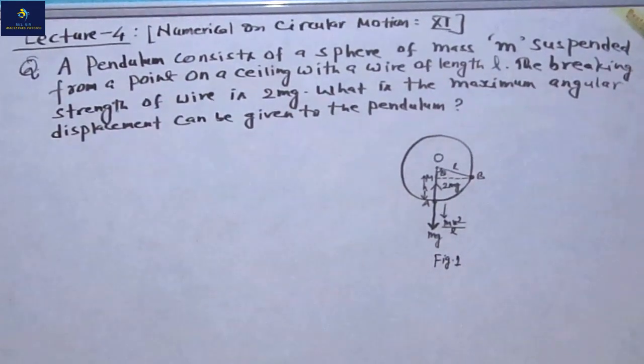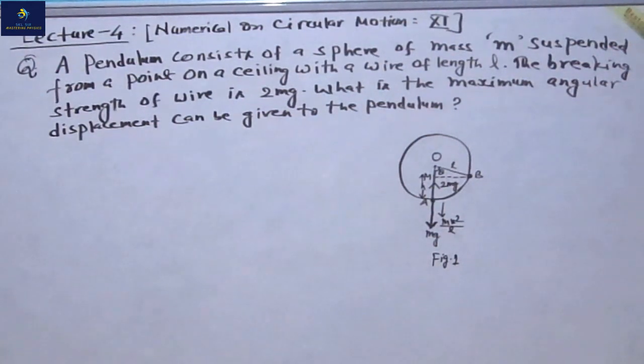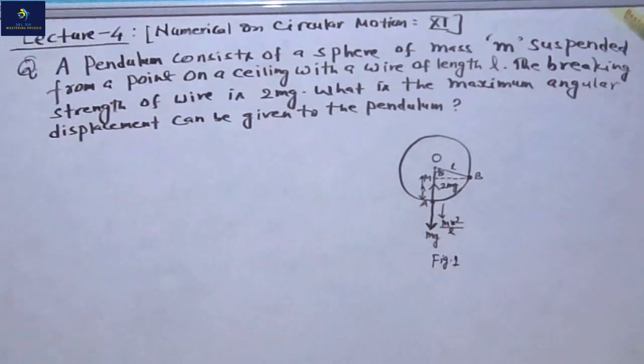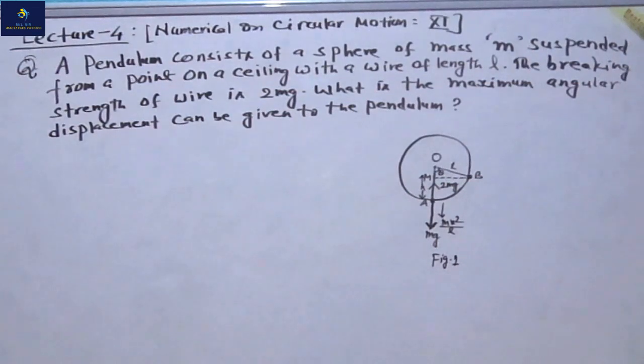And the question is: a pendulum consists of a sphere of mass m suspended from a point on a ceiling with a wire of length L. The breaking strength of the wire is 2 mg. Then what is the maximum angular displacement that can be given to the pendulum?